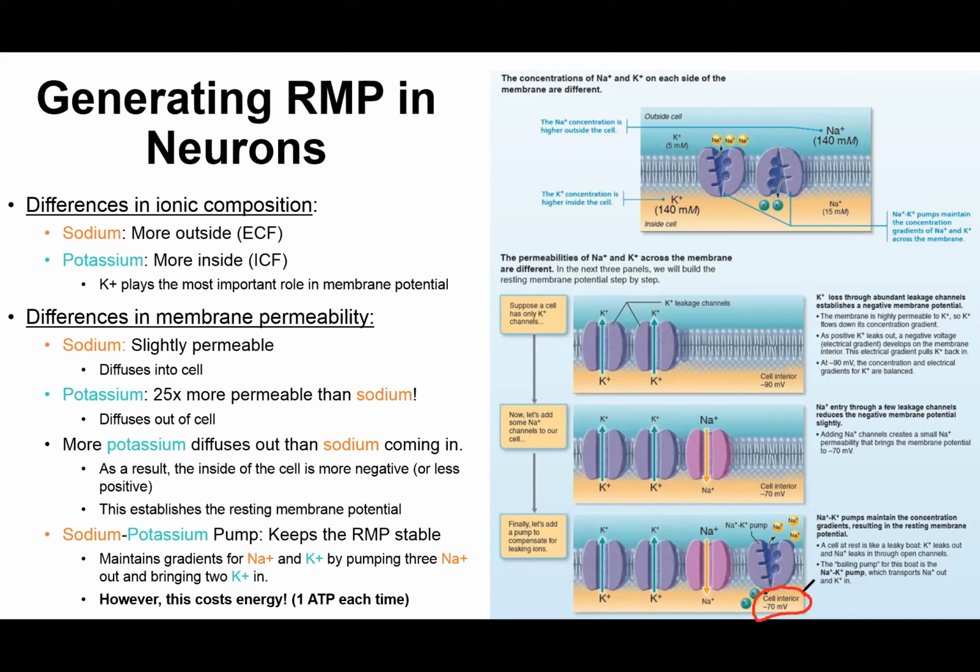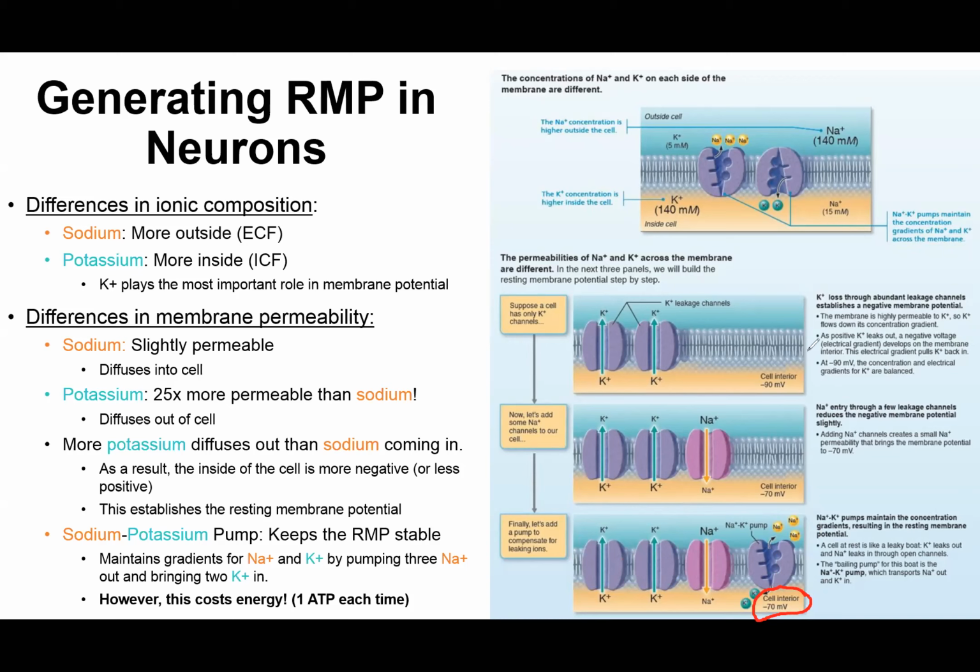So a cell at rest is kind of like a leaky boat. Potassium is leaking out and sodium is leaking in, but our bailing pump, basically the water pump for this boat, is like the sodium potassium pump, which is going to transport sodium back out where it belongs and bring potassium back in where it belongs.